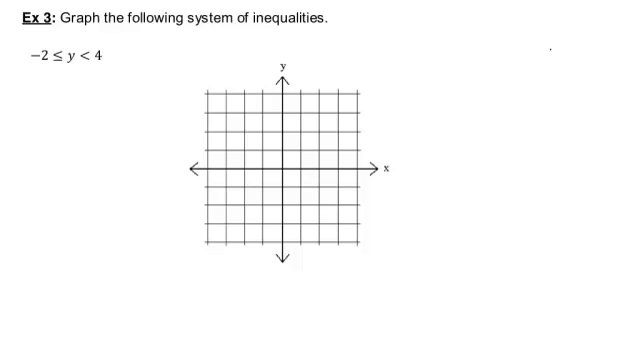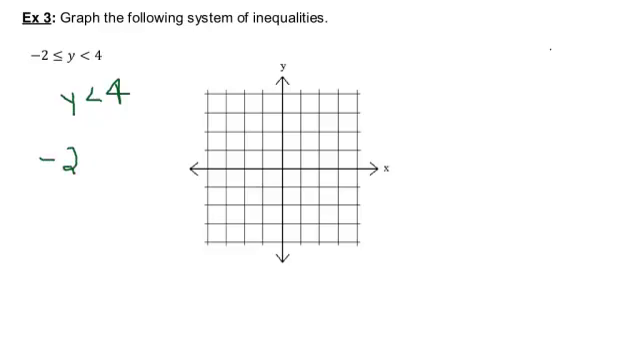Example 3 says, graph the following system of inequalities. We have negative 2 is less than or equal to y is less than 4. We know that this is a compound inequality, so it's two inequalities together. So we know that y is less than 4 is one of our inequalities. And we know that negative 2 is less than or equal to y is our other inequality.